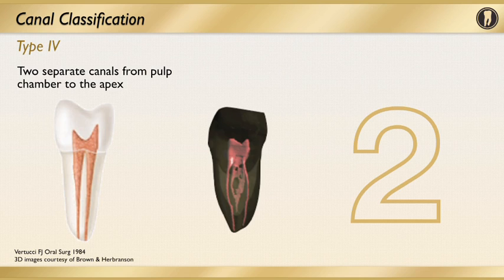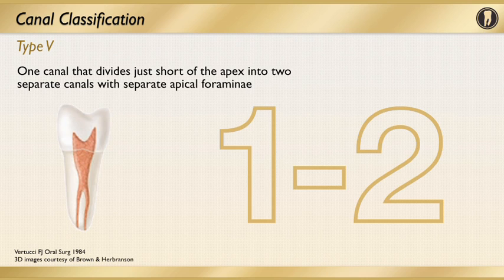Now, the type 4 classification is two separate canals from top to bottom. This is an easy one to remember. Just like type 1 is one canal from top to bottom, type 4 has two canals that leave the pulp chamber and two foramen. Type 5 is a more difficult tooth to treat. It's a 1-2 classification or a 1-2 formation. You have one canal that ends up splitting in the root into two canals and having two separate foramina. These are difficult teeth to treat.